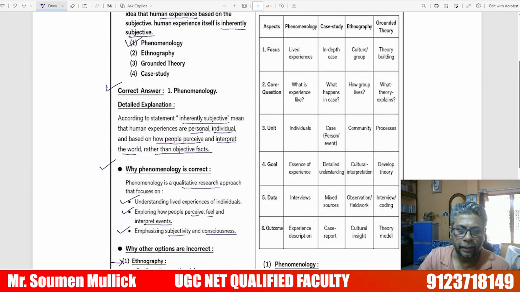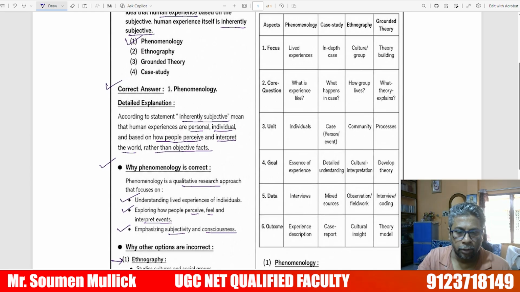In the case of phenomenology, the main outcome is the experience description. In the case of case study, the main outcome is a case report. In ethnography, the main outcome is cultural insight. In the case of grounded theory, the main outcome is a theory model.